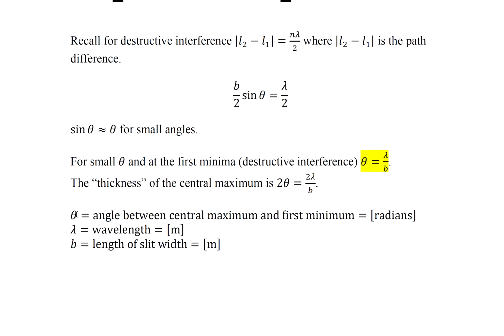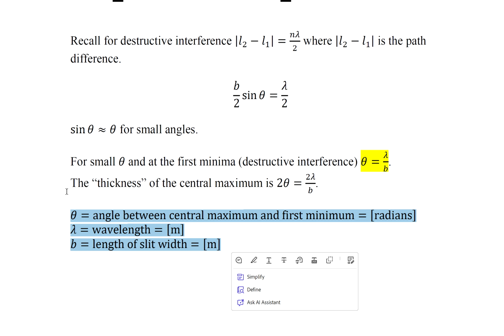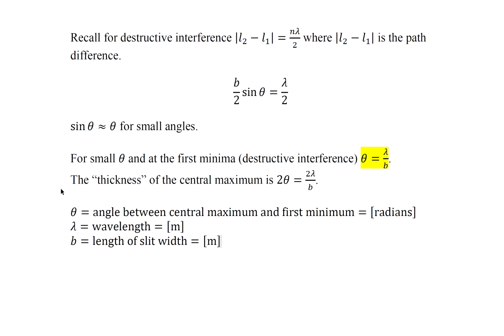So theta is the angle between the central maximum and the first minimum, with units of radians. Lambda has units of meters, and b has units of meters. So you could see the units on the left side equal the units on the right side, no units.